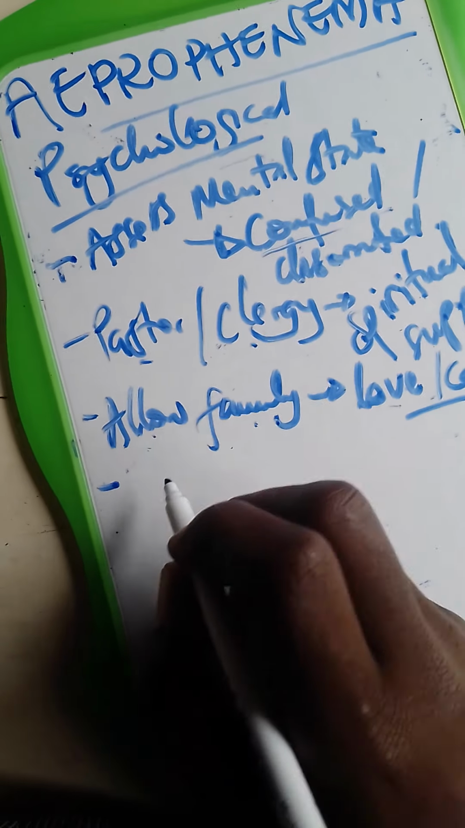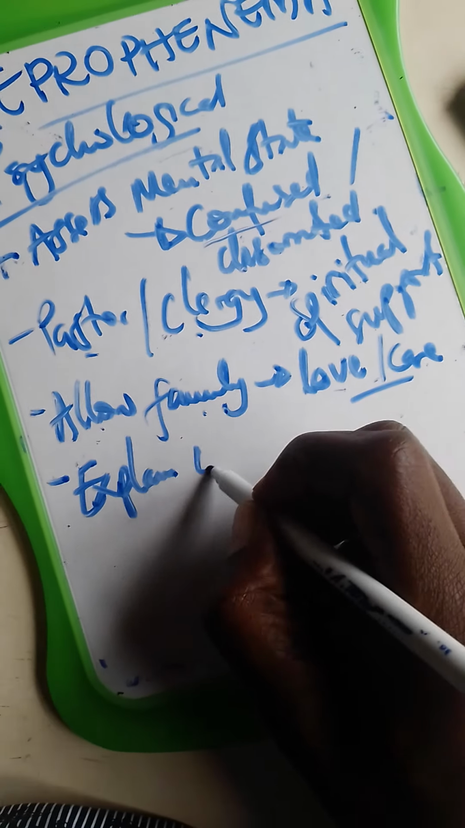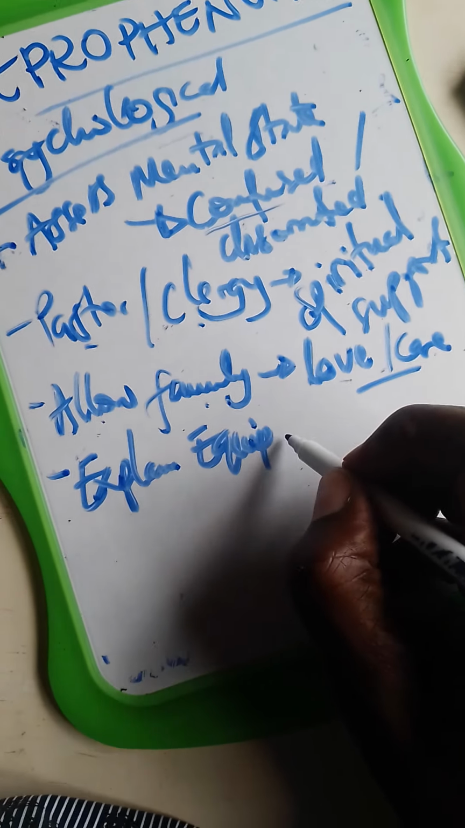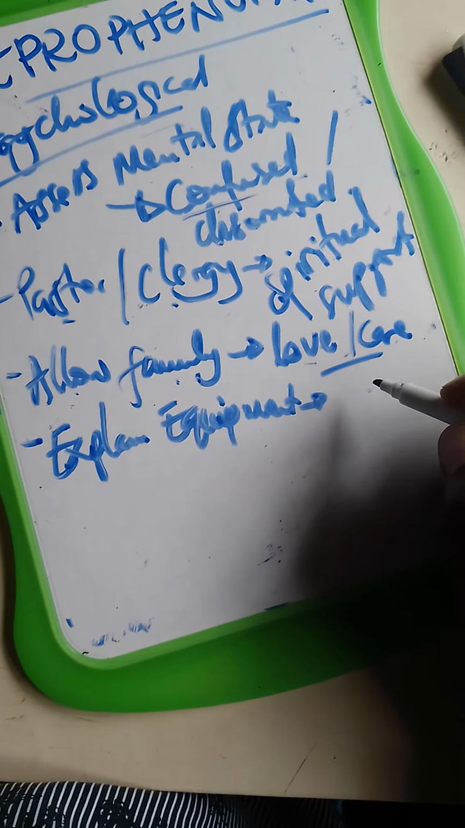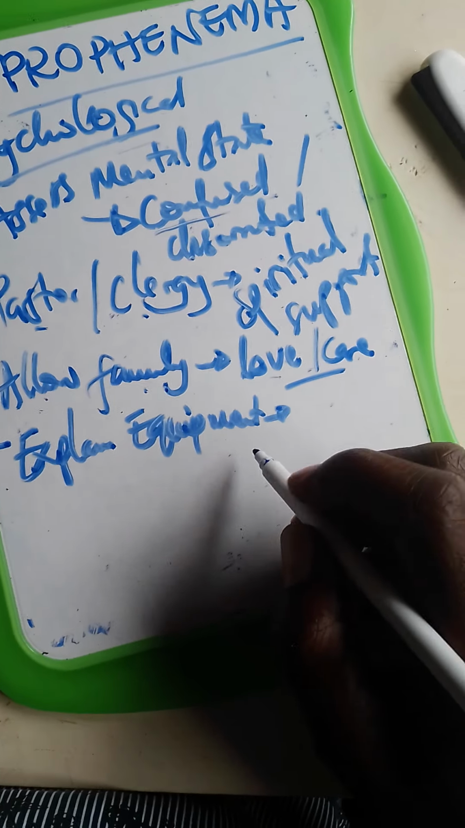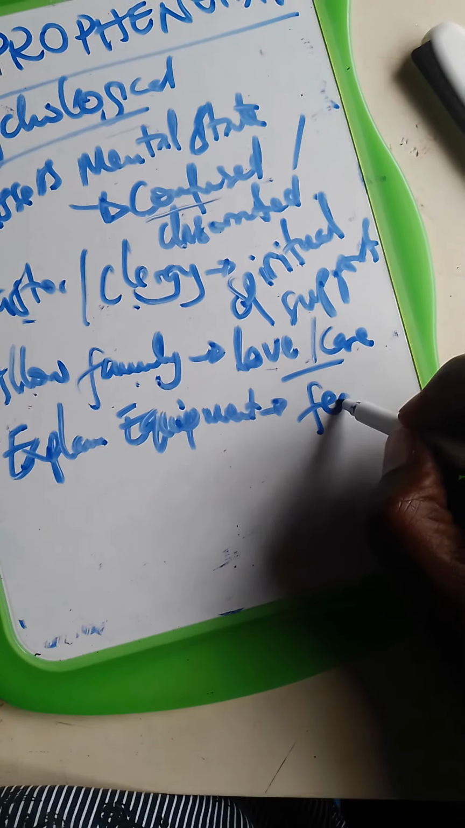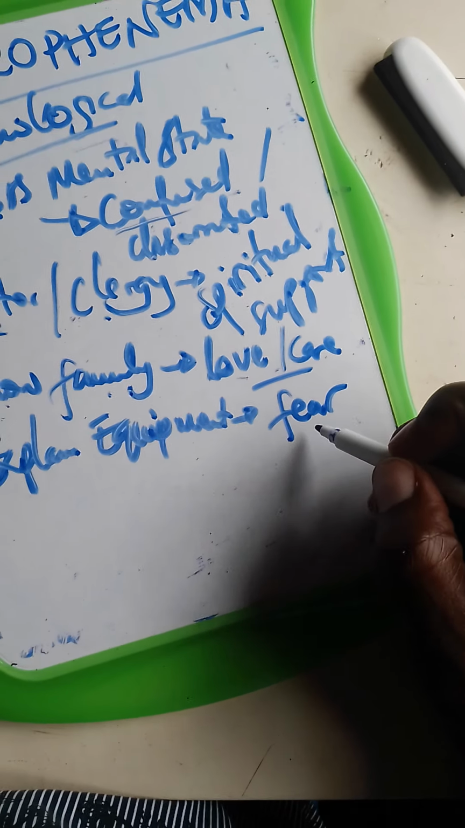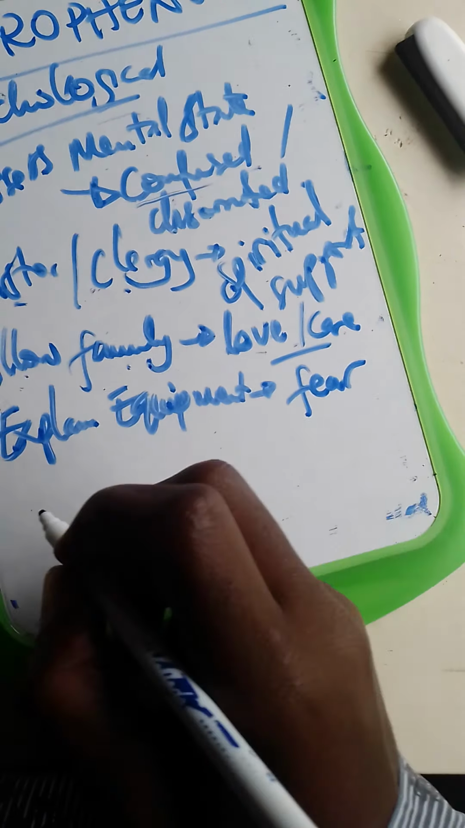Then what about when you say that you explain the equipment? There is that word equipment there that you need to explain to the patient, because the patient hasn't seen it before, so they'll be anxious. You are explaining this because you want the patient not to have fear because of the equipment. Or you can simply say you want to allay anxiety.